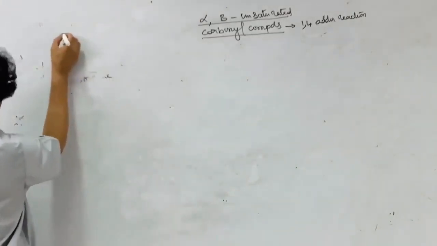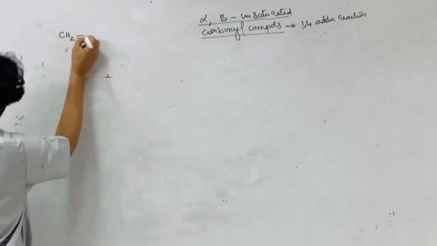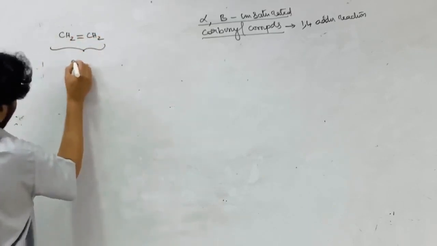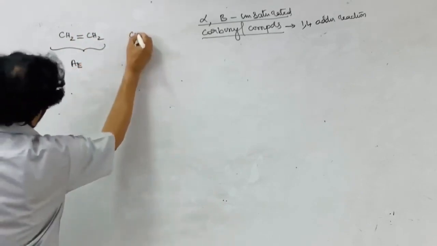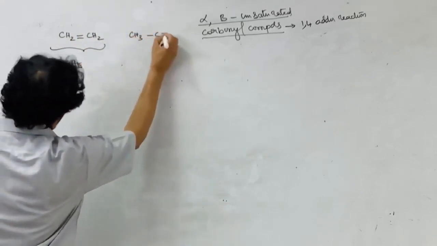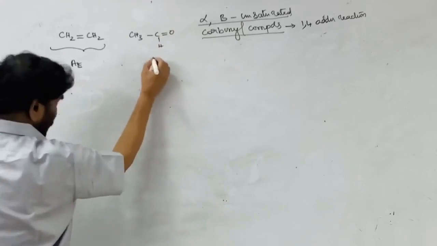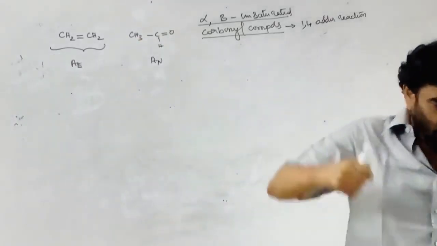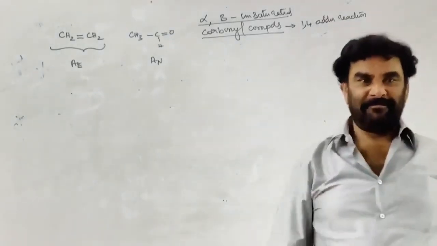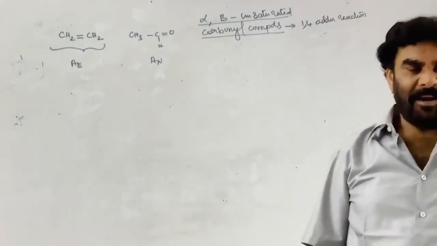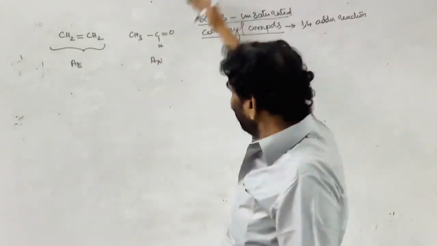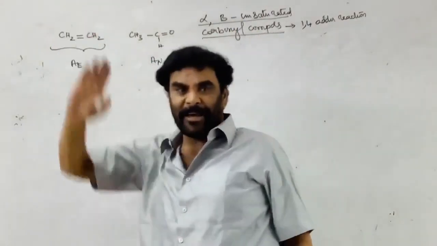Let me take a simple example. This takes part in the AE reaction. This takes part in the addition reaction, but AN reaction. Now I am combining the both. This is independently an AN reaction. This is independently an AE reaction.